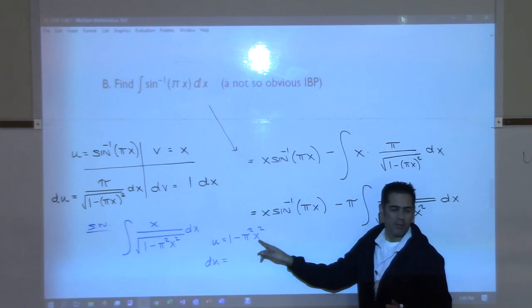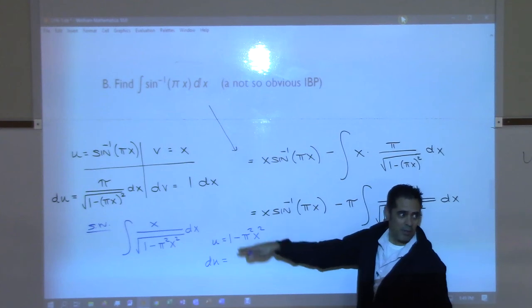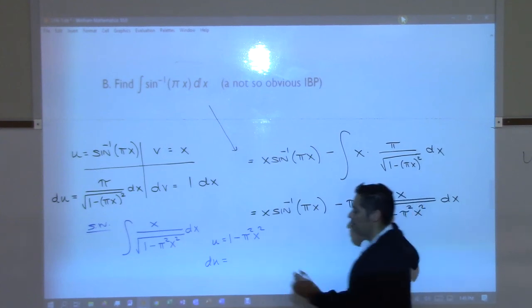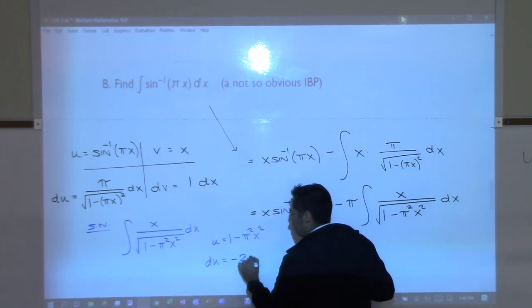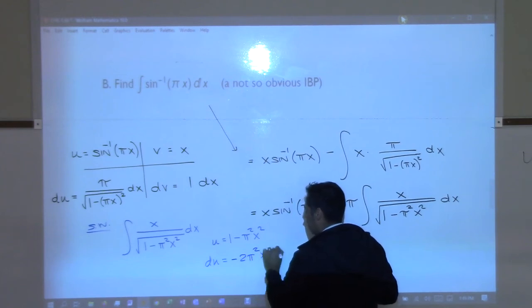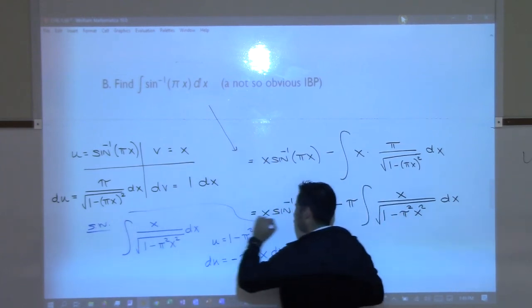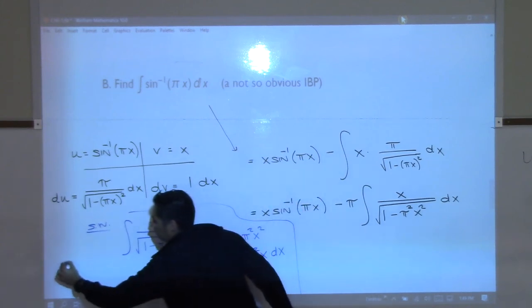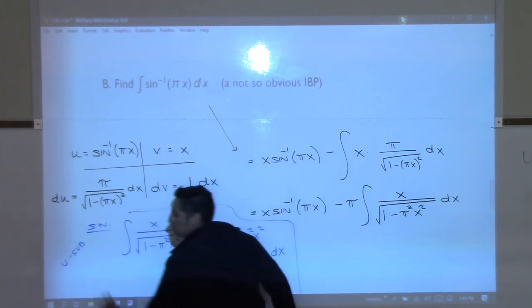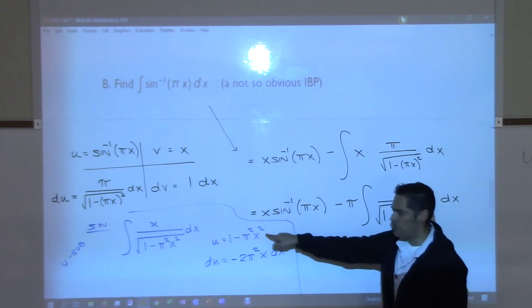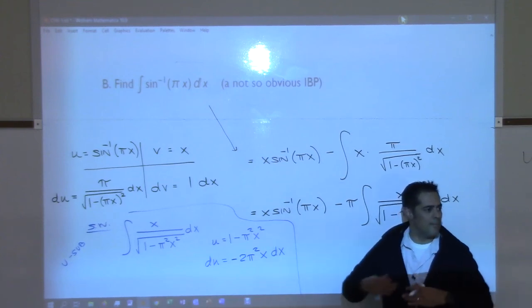Oh, you're doing the antiderivative, right? Because we're doing u substitution, so we're going derivative. 2x. 2x, right? So I'm going to write it this way: negative 2 pi squared x dx. Okay, so right here, this part that I'm doing is u sub from last class. Making a substitution, taking its derivative, and trying to match things up.